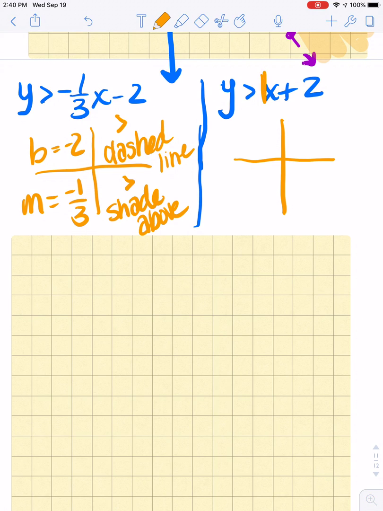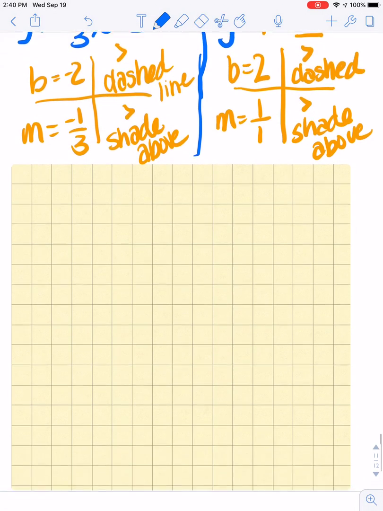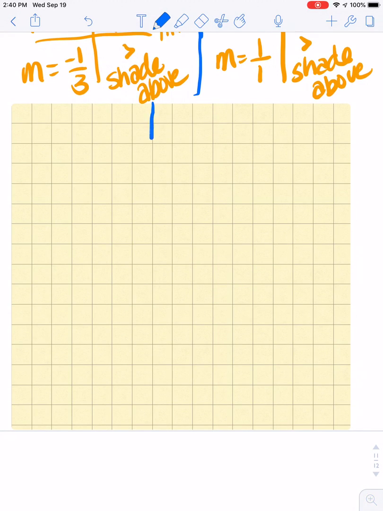Okay, and the next one, we assume this 1 is here. So my b value is +2 from here. My m value is 1/1. If I have that arrow for my inequality, it's going to be a dashed line. And if I have that inequality, I'm going to shade above. So all 4 of those pieces you should have before you do anything else. Okay, now I'm going to move up. I just want to draw my x and y axis here, best I can.